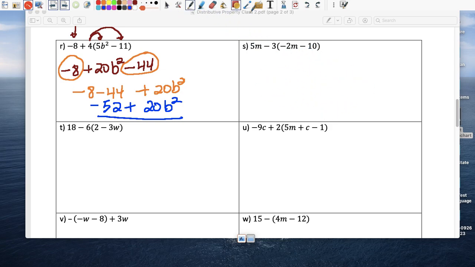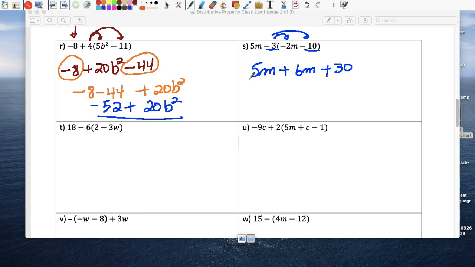Here, same thing, and again, it's becoming repetitive, but you need a little practice. 5m is not multiplying anyone, right? It's the 3 that's going to be multiplying every term in the parentheses. But what kind of 3 is that? It's a negative 3, so really careful. Negative 3 and negative 2. Negative and negative is a positive. 3 times 2 is 6m. Negative 3 and negative 10. Negative times a negative is a positive. And then 3 times 10 is 30.